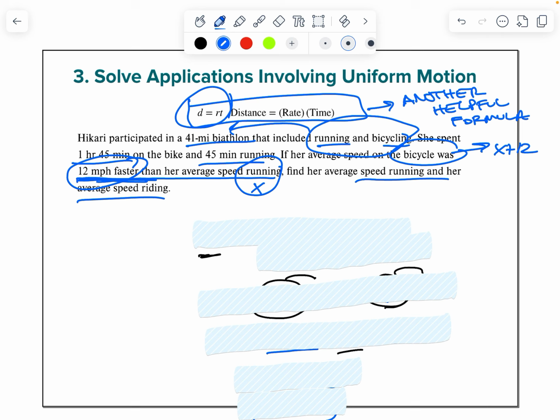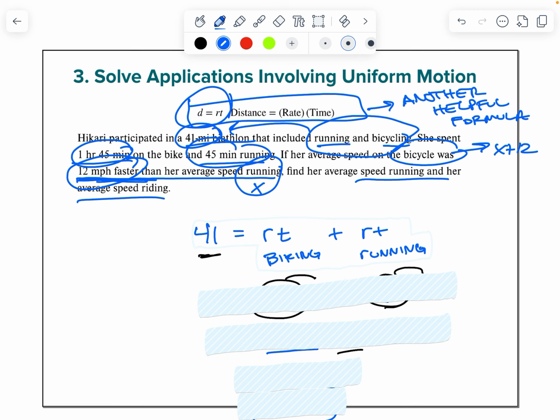So here we have distance equals rate times time. We have a total distance, right? Is going to be equal to the distance running and the distance biking. So the total distance equals rt biking plus rt running. It does give us her times for each. So her time biking was 1 hour 45. Her time running was 45 minutes. Her speed biking we said was x plus 12. Her speed running we said was x. Subbing those in, we get an equation that looks like this.